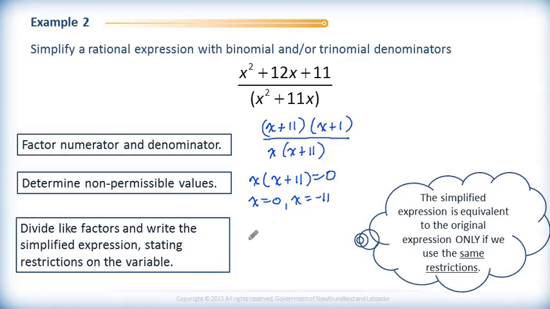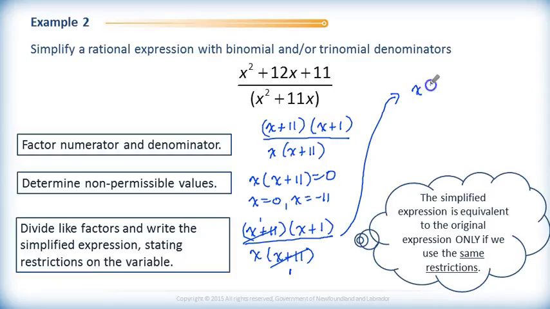Divide the like factors. Okay, so let's do that. We have (x + 11)(x + 1) over x(x + 11). The like factors are x + 11. They divide into each other to give 1. So our final answer here is (x + 1) over x. So I'll write that up here: (x + 1) over x. We state our restrictions based on our non-permissible values. x cannot be 0 or negative 11.